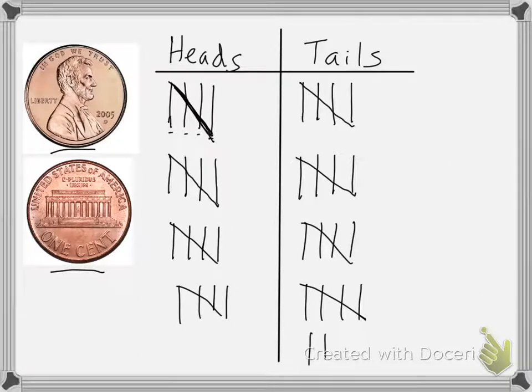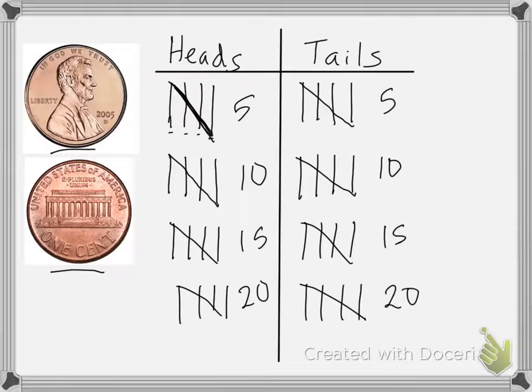Let's see how many tally marks we have in the first group. We count the tally marks, and we're going to count by 5s because each group means 5. So we have 5, 10, 15, 20. And then we have 5, 10, 15, 20 on this side.